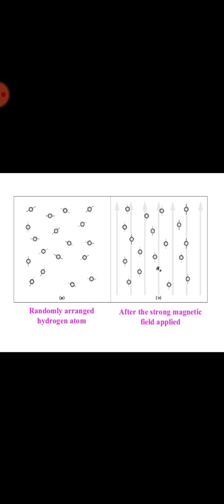This diagram shows the arrangement of hydrogen atoms without a magnetic field and with a magnetic field. When the magnetic field is applied, they are aligned in a particular direction. They are oriented in the same direction.